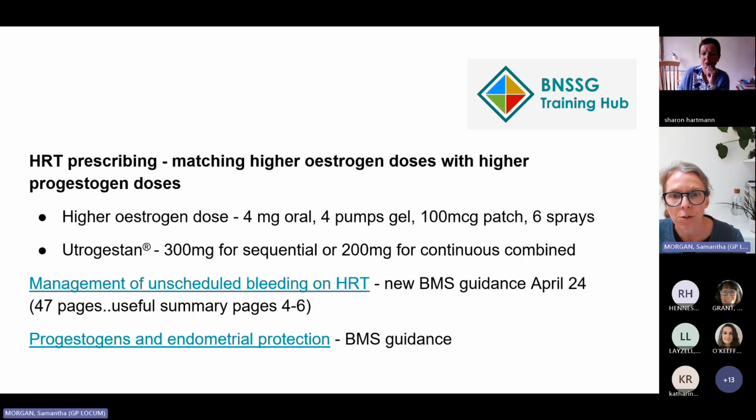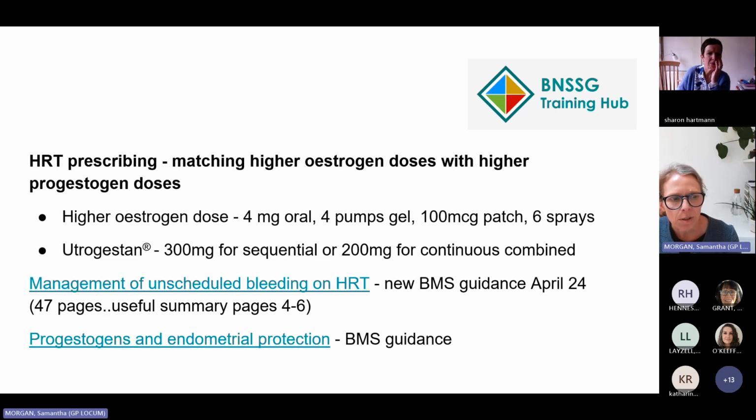This is picking up on those thoughts from earlier around matching the higher estrogen doses with the higher progesterone doses. The recent guidance from the BMS has clarified that they count a higher dose as being 4 milligrams of oral, 4 pumps of gel, 100 mic patch, or 6 sprays of Lenzetto. And if somebody is on one of those types of estrogen, then we should match that with a higher dose of progestogen. So if they're using Utrogestan, going up from 200 to 300 and from 100 to 200.